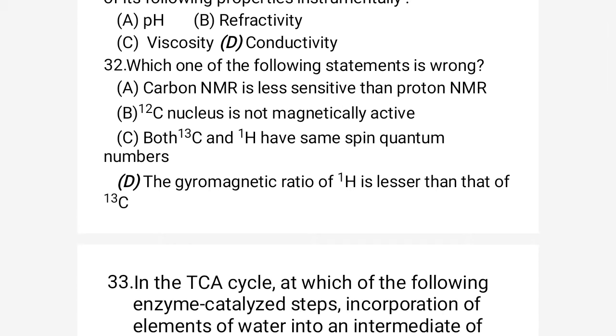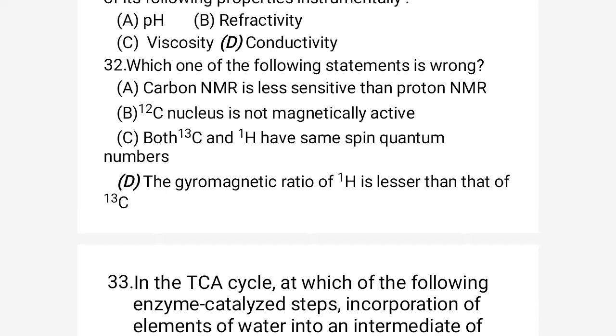Carbon 12 nucleus is not magnetically active. Yes, carbon 12 is non-magnetically active because an odd number of atomic number or atomic weight of the compound is required, like 1, 3, 5, 7 accordingly. So carbon 13 may be active, but carbon 12 is not active. Both carbon 13 and hydrogen 1, meaning proton, have the same spin quantum number. Yes, odd-numbered elements have the same spin number.